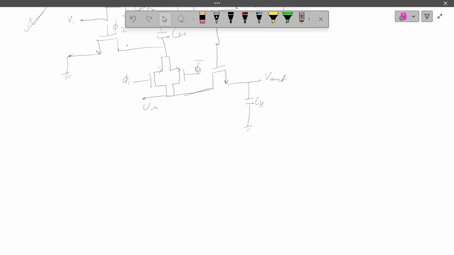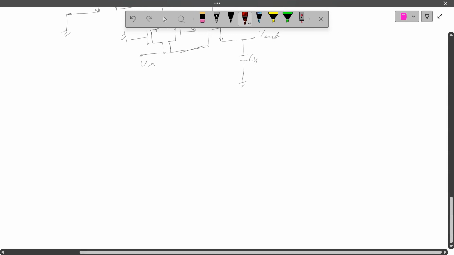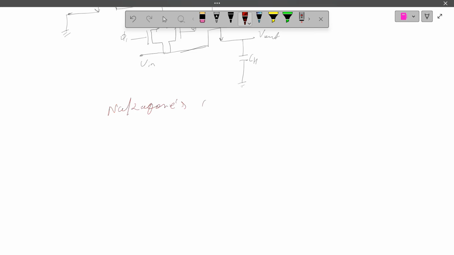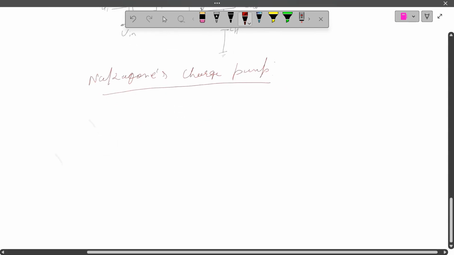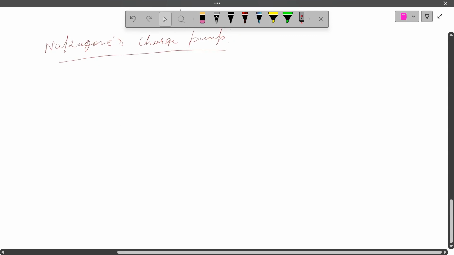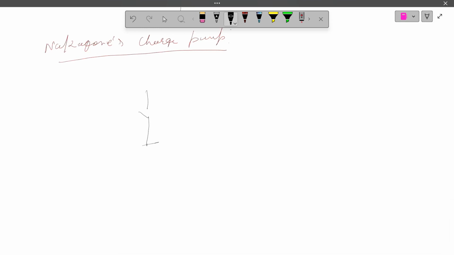Got it? So one of the scientists' names is the Nakagome charge pump. The circuit is named based on the scientist's name. Okay, so I'm going to draw that circuit. This is the Nakagome charge pump circuit, which is going to be used for the switch theory. Okay, so the circuit looks like this.